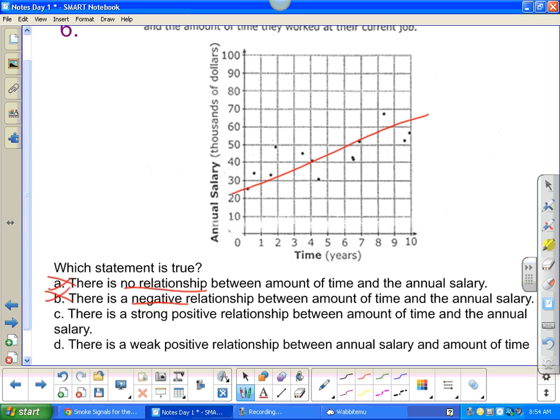Strong. I agree with the positive part, but the strong part, I mean, these points are a little loose. Some people have been there for a while and don't make as much as others. Part D says there's a weak positive relationship. I think this is more of a weak relationship, just because these points are kind of far away from the line. If you took those points out, then yeah, we would be stronger. But this is just a little bit more loose. If you think of this as a magnet, it's not quite as strong a pull to the line. So I would definitely go with weak for this one.